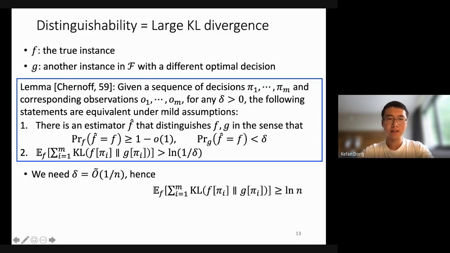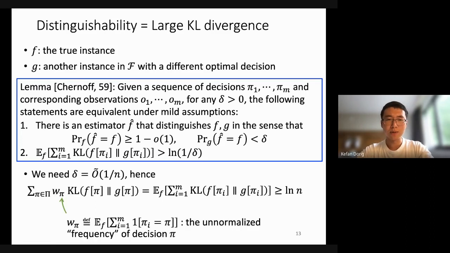So in our setting, we recall that we need a failure probability on the order of 1 over n. So this means our expected KL divergence should be at least log n. And we can rewrite this expected KL divergence in the following way. We first take a sum over the decision, and we introduce a weight, W of pi, times the KL divergence of the distribution induced by the decision pi on F and G.